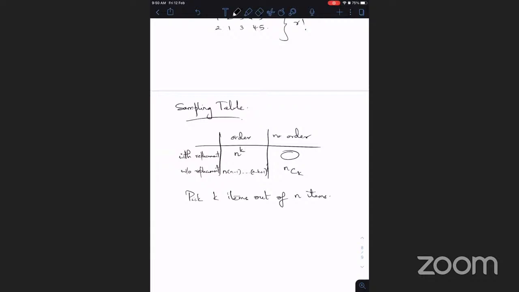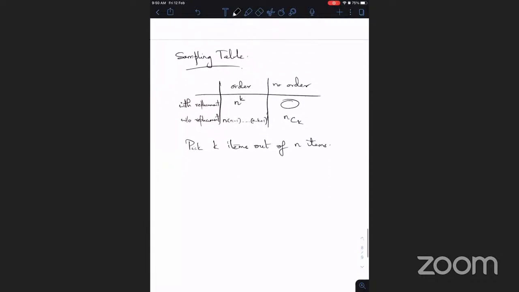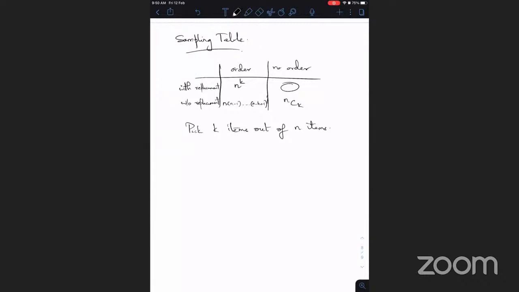Okay, that's a good guess. Okay, so actually the answer turns out to be slightly weird. The answer is n plus k minus 1 choose k.